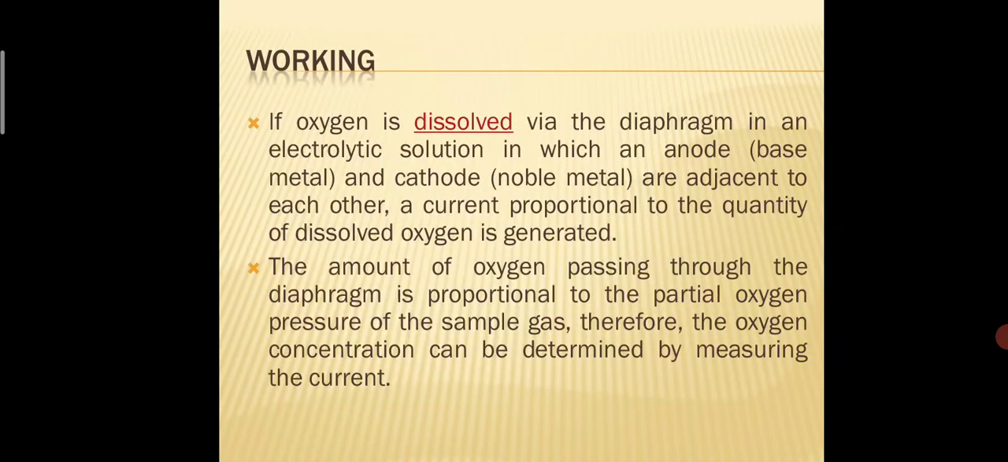Next we go for the working. If oxygen is dissolved via the diaphragm in an electrolytic solution in which an anode and cathode are adjacent to each other, a current proportional to the quantity of dissolved oxygen is generated. The amount of oxygen passing through the diaphragm is proportional to the partial oxygen pressure of the sample gas. This is the main working principle of this method. Therefore, the oxygen concentration can be determined by measuring the current.